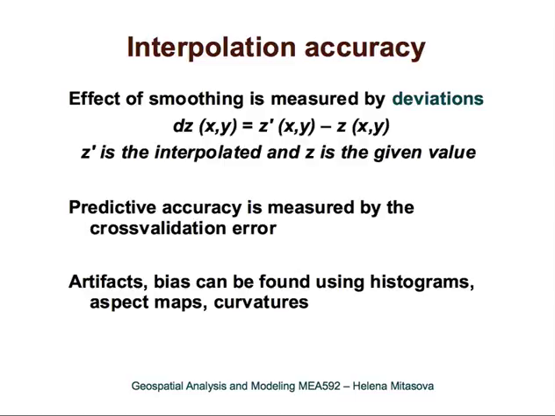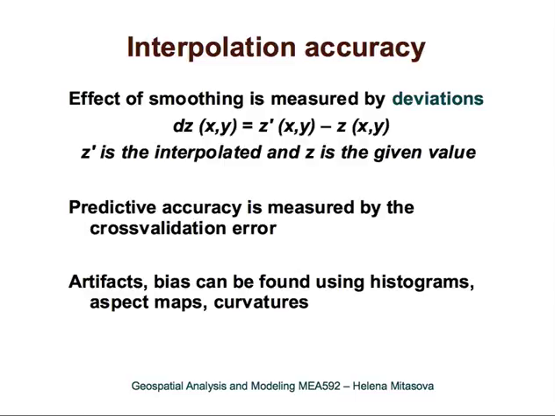Then another type of evaluating interpolation is predictive error. This predictive accuracy is measured by cross-validation error, which is performed in such a way that we take out one of the given points, we run the interpolation, and then we compare the value at the point that we have taken out and the interpolated value at this point. You do this for each point, and then you can find which points are really important, where you have the highest error if you take out that point. And also you can compute the summary statistics.